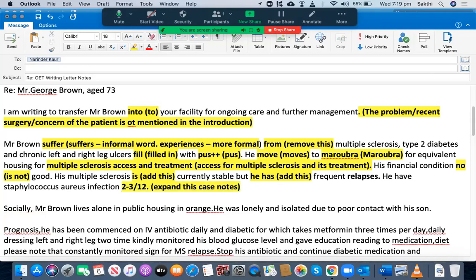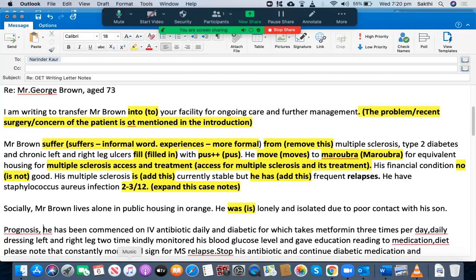And she mentioned it socially. Mr. Brown lives alone in public housing in Orange. He was lonely and isolated due to poor contact with his son. He was lonely and isolated. Okay, so I hope this is the ongoing condition. This is a present thing. So you should have mentioned he's lonely and isolated. That's the correct way of writing down the sentence.